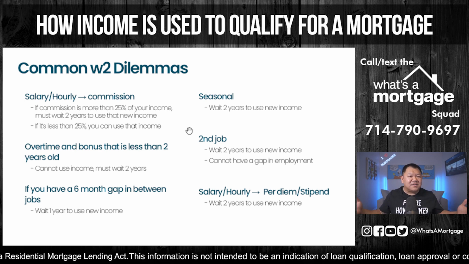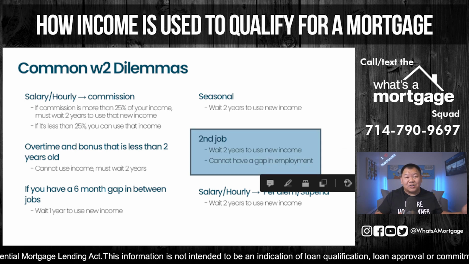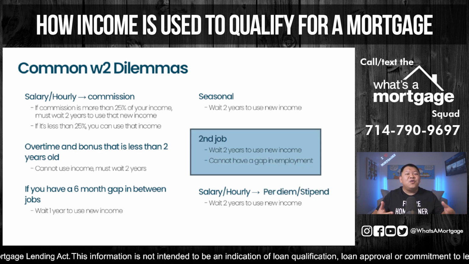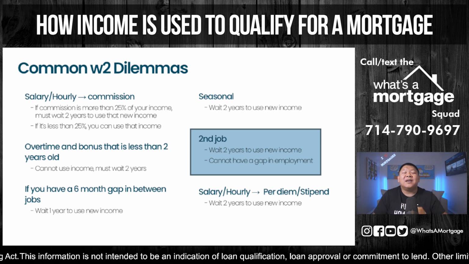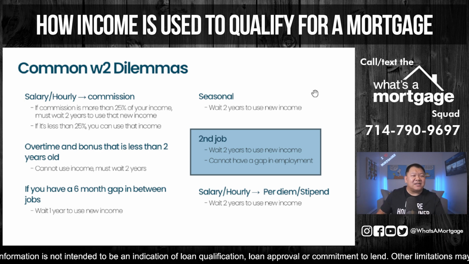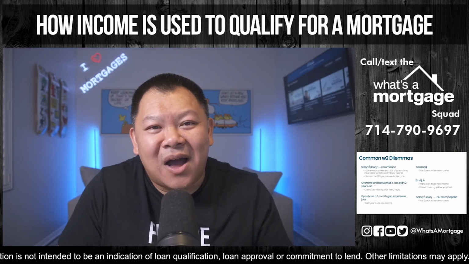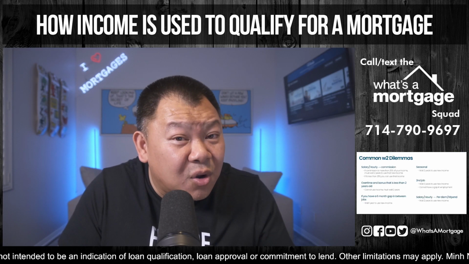Second job, all of a sudden you want to buy a house. You start working at DoorDash or Postmates or Uber. If you haven't had both jobs for 2 years without a gap, you cannot use that income. See it happen all the time. Oh, I've been here for a while now. I can't. You need a 2-year history and there's no gap.